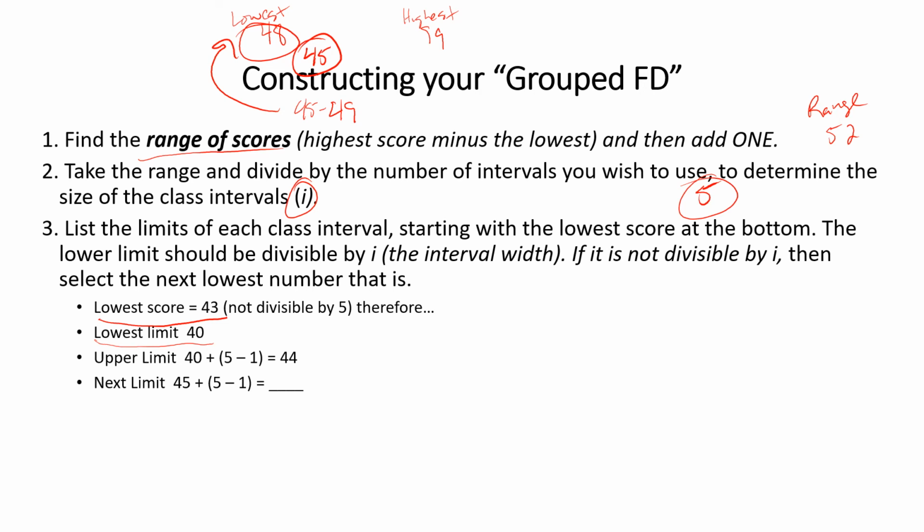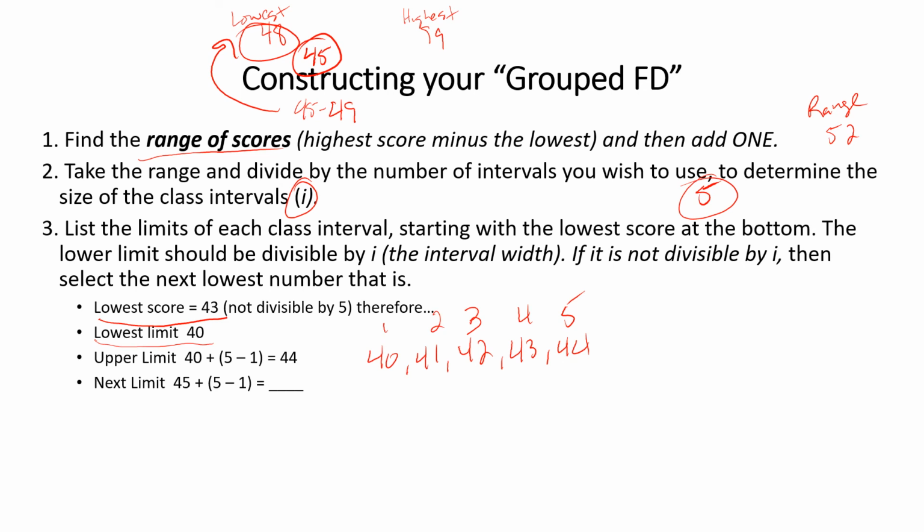Why do you add it minus 1? Because you've already got the lower number. Essentially, we've got 40, 41, 42, 43, and in this case 44 because we added 4 to it. So you've got 1, 2, 3, 4, 5 numbers in your class interval.